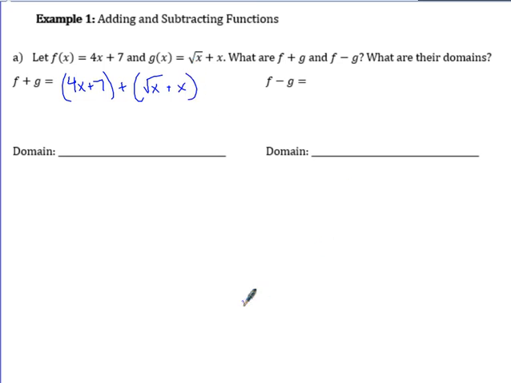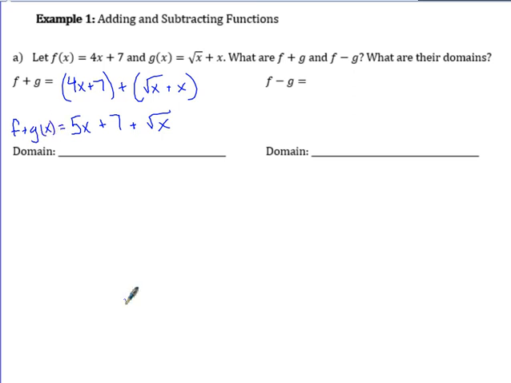Now it's just like in Algebra 1 where you added and subtracted polynomials. We're looking for like terms that we can combine. So I can combine 4x plus x here. That would give me 5x. For 7, there's no like term, so I'm just going to keep it: 5x plus 7, and then plus the square root of x, because there's no like term that I can combine with that. So this is f plus g of x.